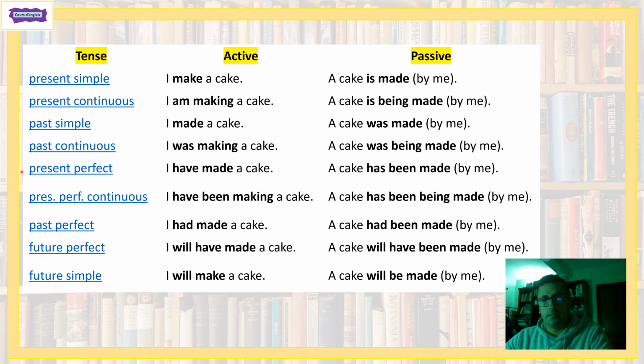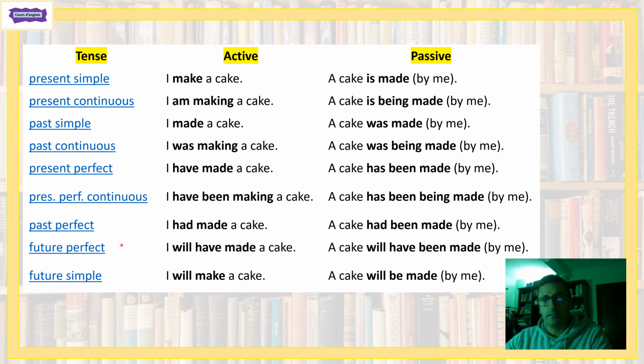Present perfect. I have, or the abbreviation I've, I apostrophe VE, have. I have made a cake. A cake has been made by me. Present perfect continuous. I have been making a cake. A cake has been made by me.